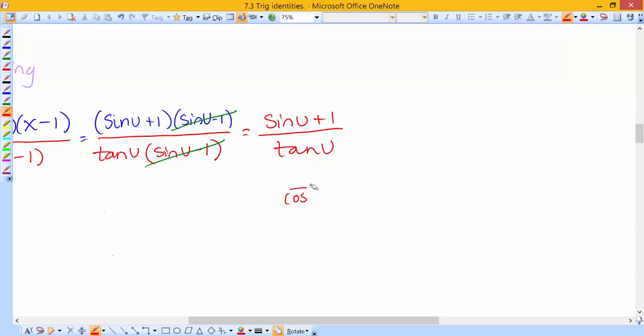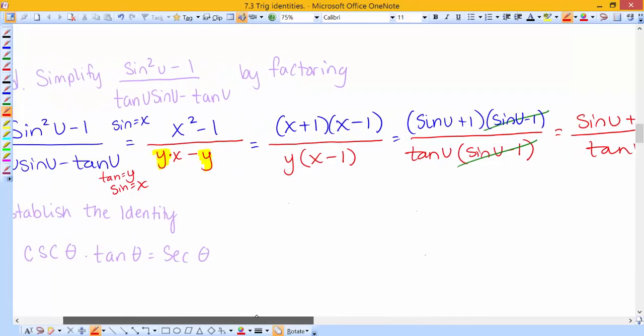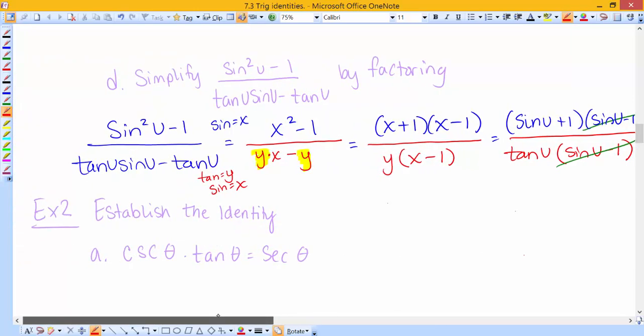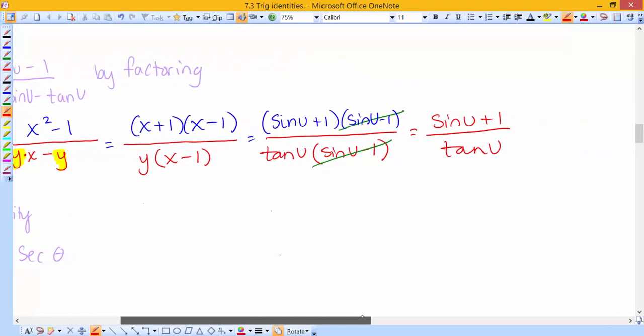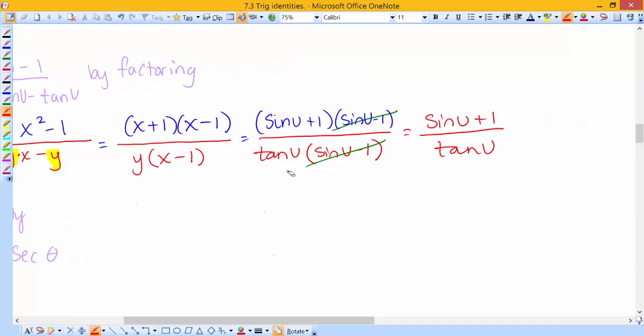Here, I'm okay with you guys stopping there because it didn't tell us where to stop. It just said simplify by factoring. So we factored by changing to variables, so it was something we knew. Then we put our trig functions back, and then we canceled. And this is what we were left with.